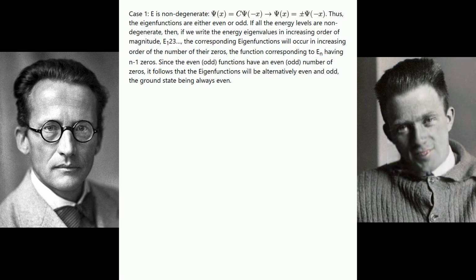If all the energy levels are non-degenerate, then, if we write the energy eigenvalues in increasing order of magnitude, E1, E2, E3 ..., the corresponding eigenfunctions will occur in increasing order of the number of their zeros, the function corresponding to En having n-1 zeros. Since the even, odd, functions have an even, odd, number of zeros, it follows that the eigenfunctions will be alternatively even and odd, the ground state being always even.